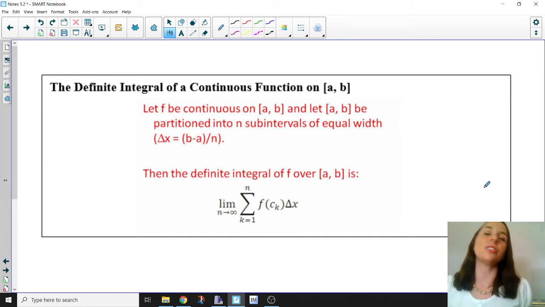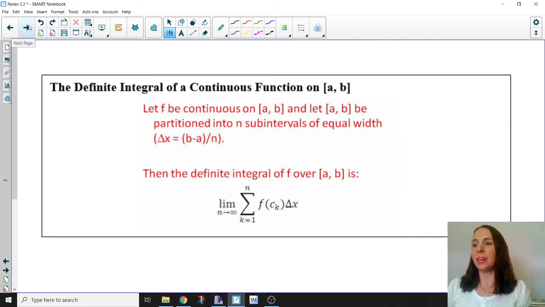So here's your definition of a definite integral. Let f be continuous on a closed interval, and let that closed interval be partitioned into n subintervals of equal width. That delta x equals (b minus a) over n is just telling you the width that we're using for our subintervals. Then the definite integral of f over the interval a to b is the limit as n approaches infinity of the summation of f of c sub k delta x. Woo! Isn't that fun?